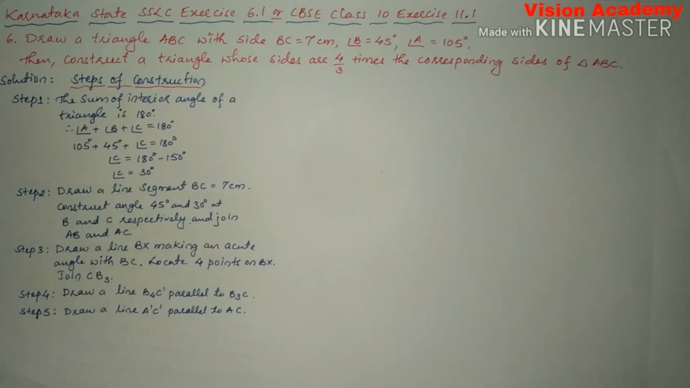Question number 6. Draw a triangle ABC with side BC is equal to 7 cm. Angle B is equal to 45 degree. Angle A is equal to 105 degree.